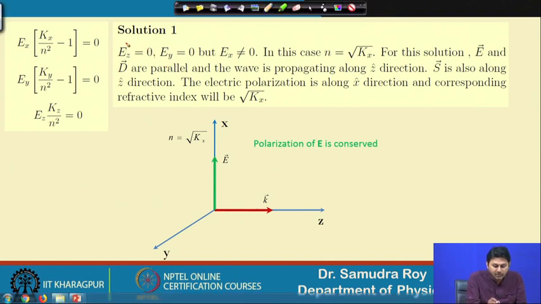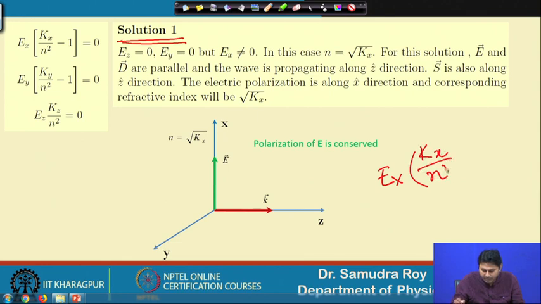Ez, so solution 1. First I am looking for solution 1. Solution 1 suggests that if I say Ez is equal to 0, Ey is equal to 0. So, one existing equation is in my hand, that means Ex multiplied by (kx n² − 1) equal to 0. Mind it, k is launched along the z direction.